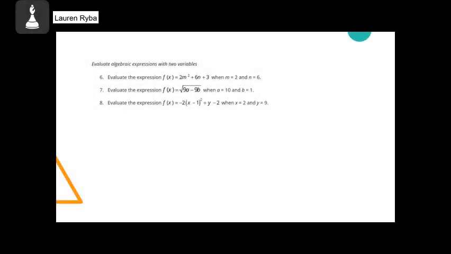We're going to keep evaluating expressions, but now we have more than one variable, and it's going to tell us which each of those variables represents. For number 6, we have 2m squared plus 6n plus 3, and we want to use m is 2 and n is 6. So 2 times 2 squared plus 6 times 6 plus 3. Exponents are going to be first. So 2 squared is 4. So I have 2 times 4 plus 6 times 6 plus 3.